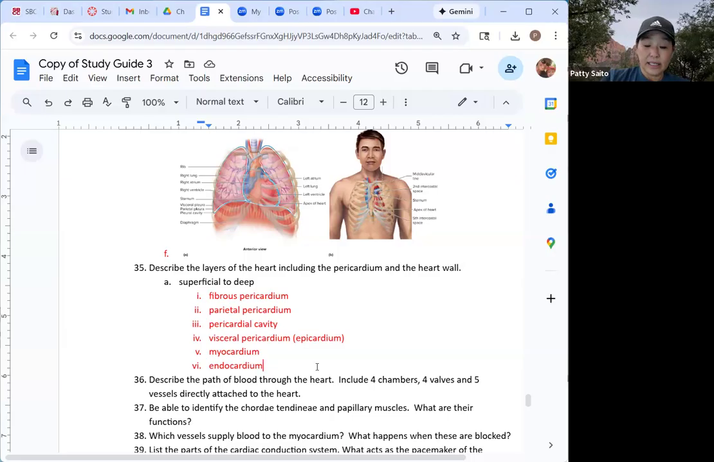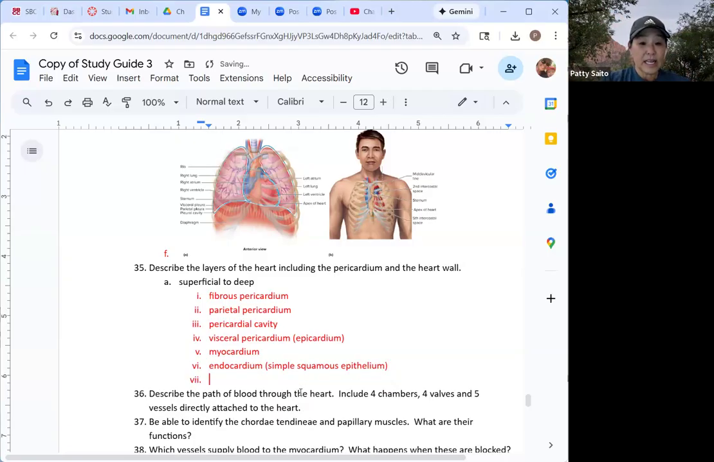It's actually simple squamous epithelium, which is actually continuous within the vessel. So this simple squamous epithelium then kind of travels and lines the inside of blood vessels. So it's all kind of continuous. So let's take a look at some pictures, which also will be helpful.